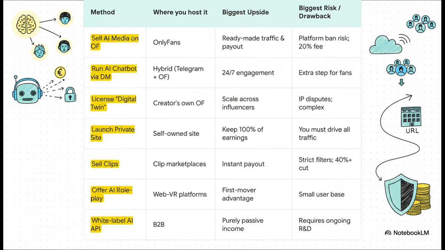The most direct route is selling AI-generated media on a platform like OnlyFans. That gets you instant traffic, which is great, but it'll cost you a 20% fee. A more involved strategy is running an AI chatbot through a different app to get that 24/7 engagement and hopefully drive more spending. Some creators are even licensing their AI model as a digital twin for other influencers. And then there's the ultimate control option, launching your own private site where you keep 100% of the money, but you have to bring in all your own traffic. As you can see, every strategy has this clear trade-off between control, convenience, and of course, profit.